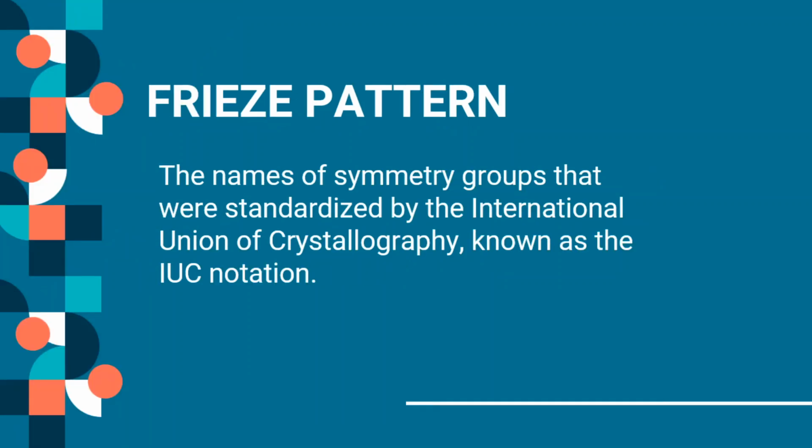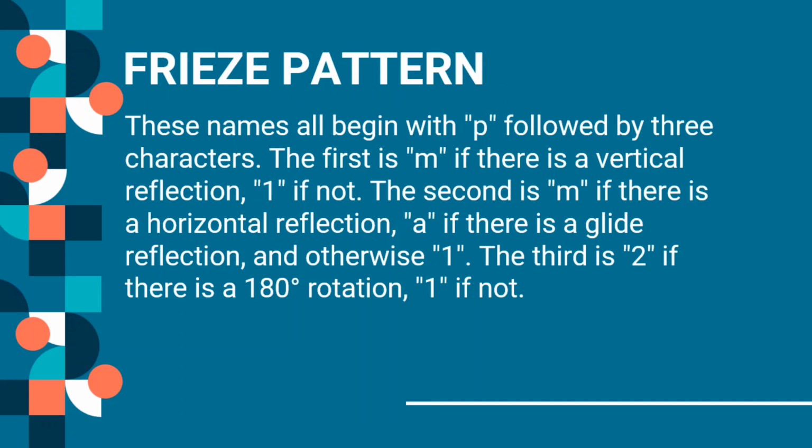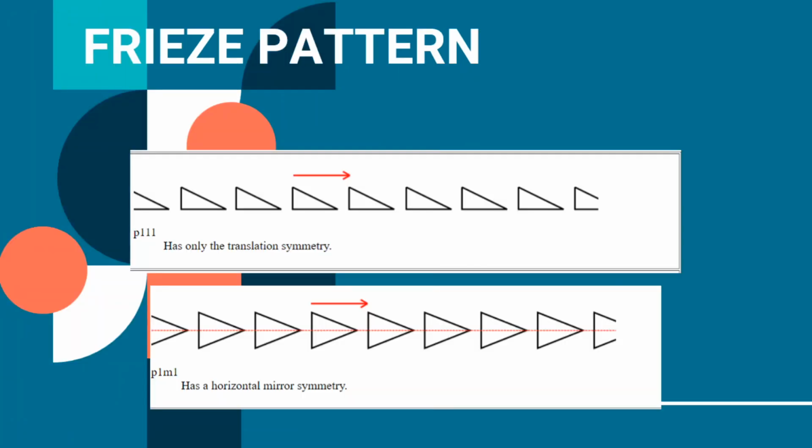The names of symmetry groups were standardized by the International Union of Crystallography, known as the IUC notation. These names all begin with P, followed by three characters. The first is M if there is a vertical reflection, 1 if not. The second is M if there is a horizontal reflection, A if there is a glide reflection, and otherwise 1. The third is 2 if there is a 180 degree rotation, 1 if not. There are 7 groups of frieze patterns.